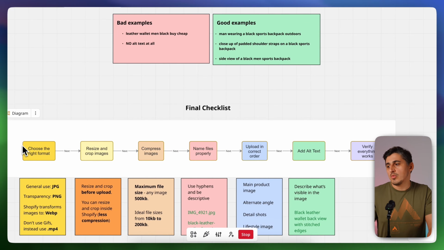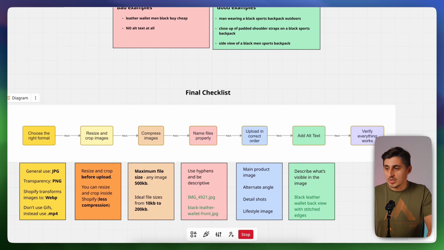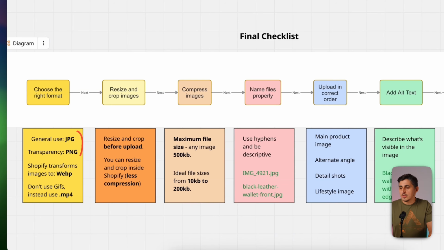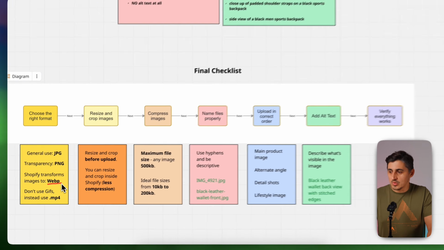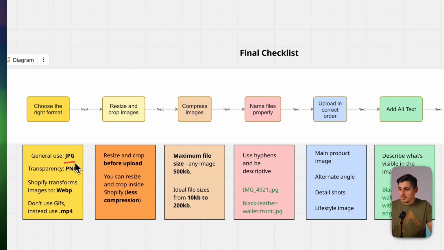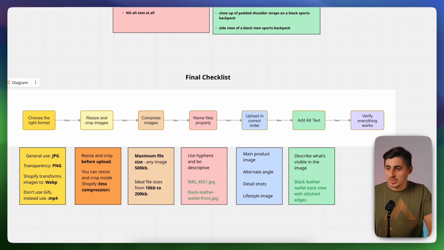So first of all, we're going to choose the right format. We're going to upload only JPEGs and PNGs. And Shopify will take care that everything gets converted to web. And instead of GIFs, we're going to use MP4s because they are better and they load faster. Now, no matter if we upload JPEGs, if we don't resize and we don't crop our images, then we're going to have bad results.